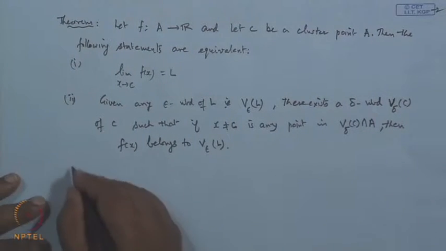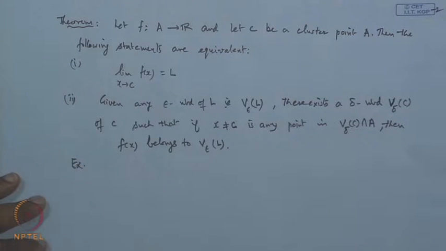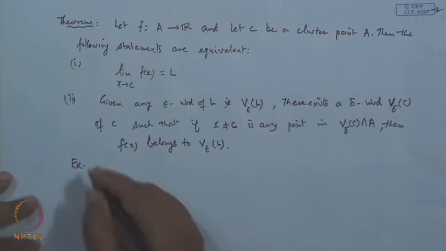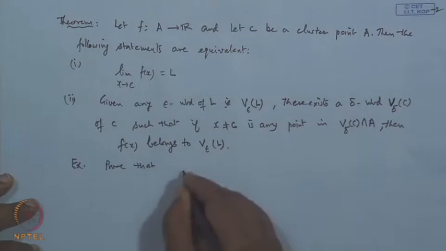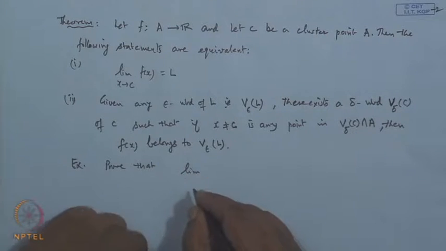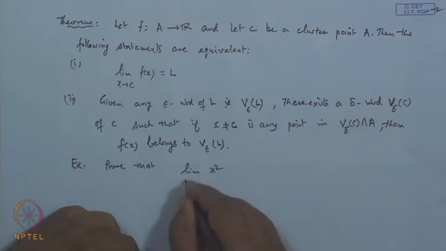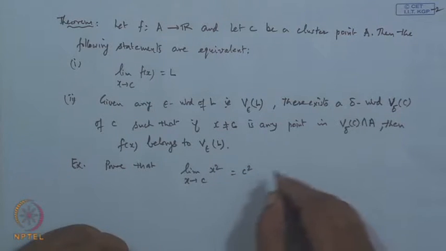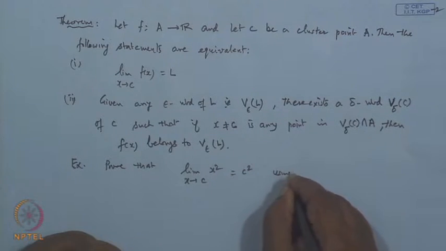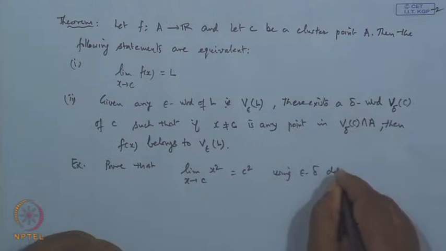Okay. Let us take a few examples using the epsilon-delta definition. Suppose I wanted to prove that the limit of the function x squared as x tends to c is c squared, using the epsilon-delta definition.